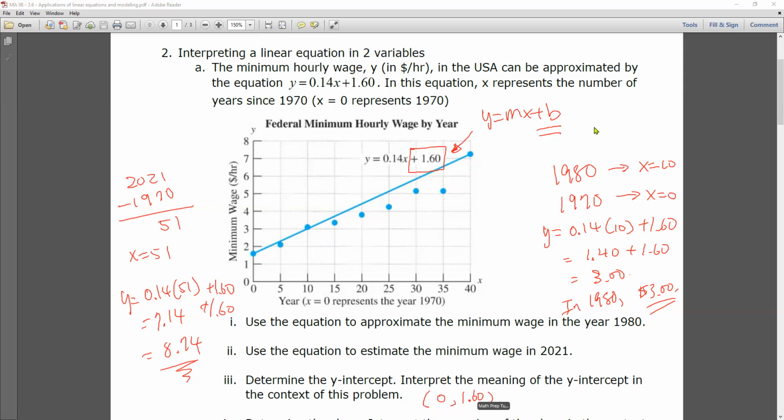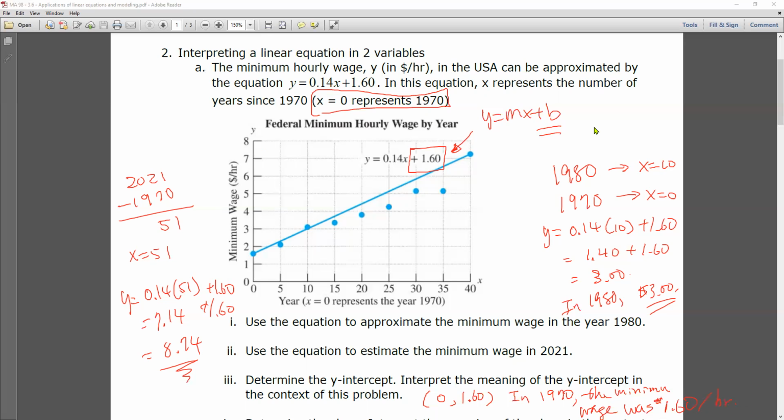And remember, I said x equal to 0 represents 1970. So this means in 1970, the minimum wage was $1.60 per hour. Okay, so back in 1970, it was $1.60 per hour, and that is what our y-intercept is.